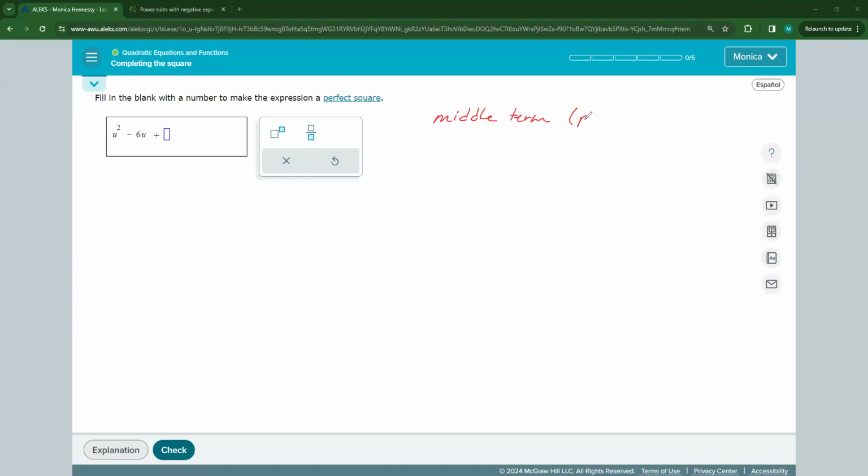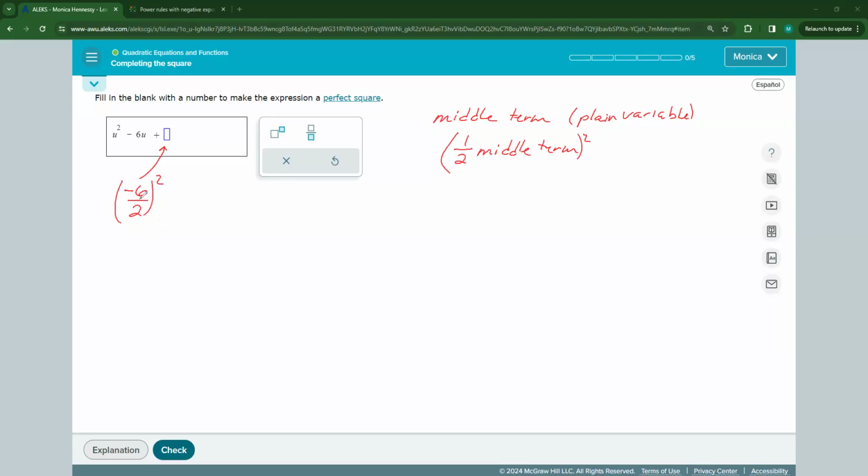Plain variable. It's half of middle term. And we're going to take it all squared. So for this term, I have my middle term is -6. I'm going to divide by 2 and square it. That's what's going to go in here.